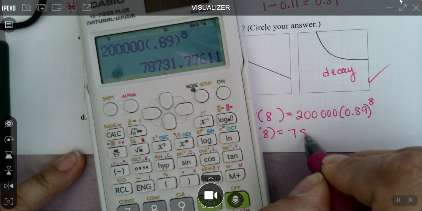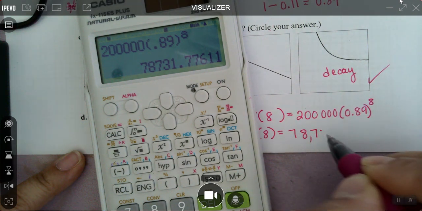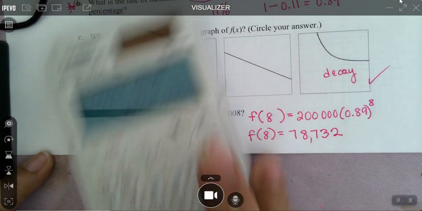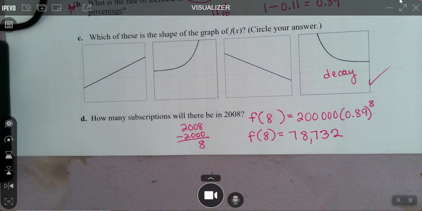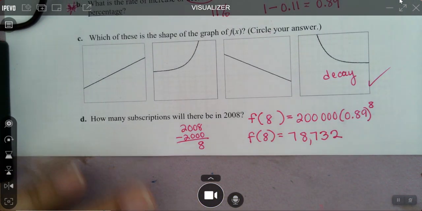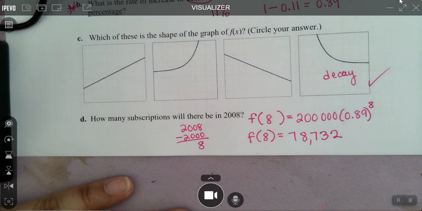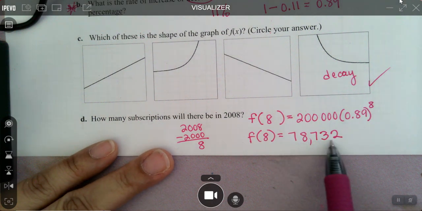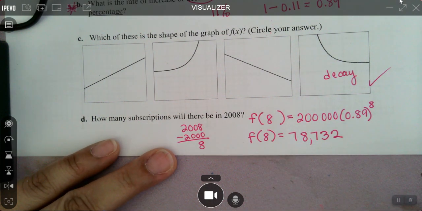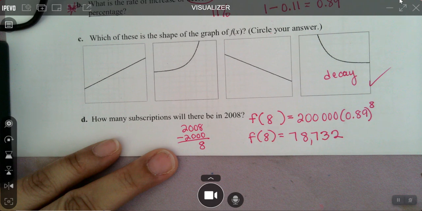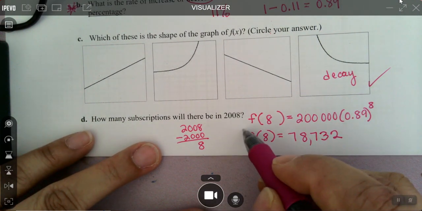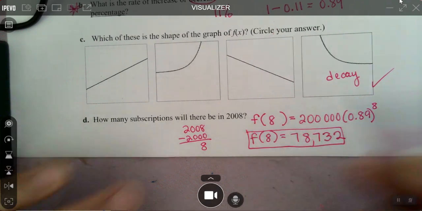All right, 78,731 or 32? 32. Okay. So why didn't I use 2 decimal places or 1 decimal place? Because these are people, right? We can't have 0.5 of a person. That would be murder. And I don't want to go to jail. So here we go.